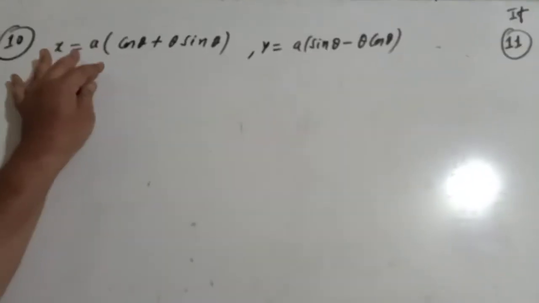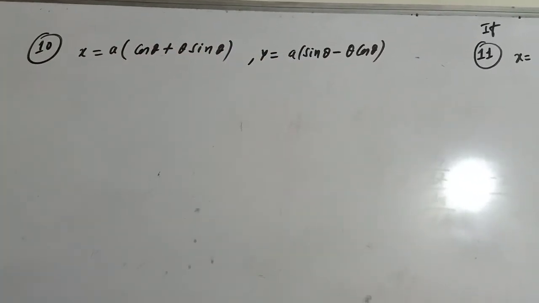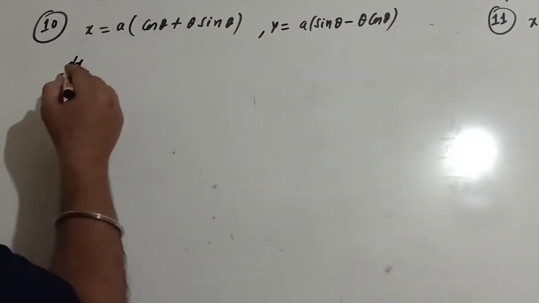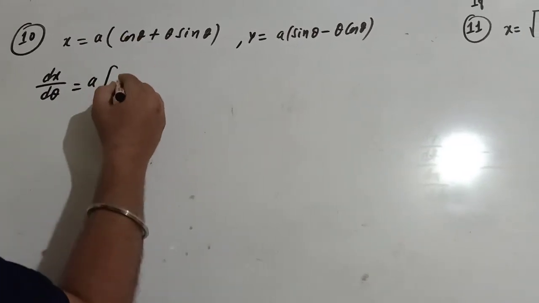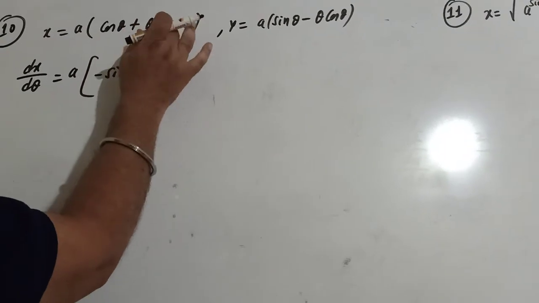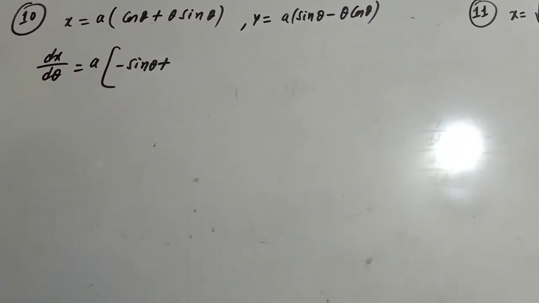Now we are doing the 10th question. Again, x and y are both functions of theta. So we have to find dx by d theta and dy by d theta. First of all, dx by d theta: the differentiation of cos theta is minus sin theta, plus here we are getting two functions of theta in product form, like x sin x. So we have to use the product rule.